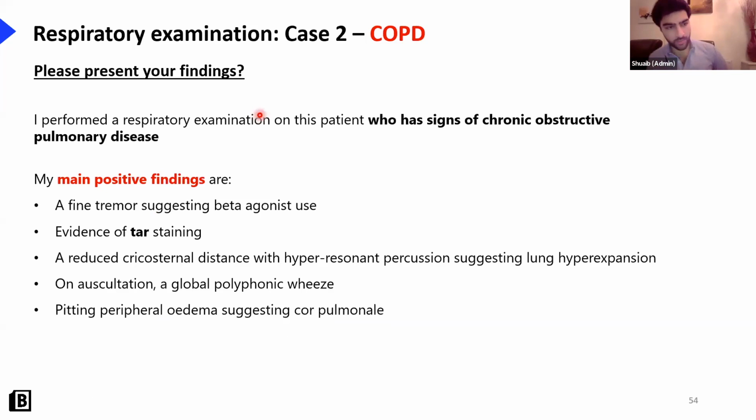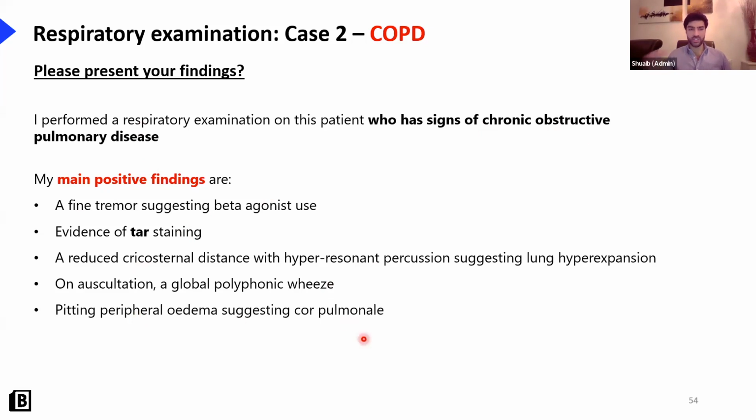And again, same process as before. So I've examined this patient who I believe has signs of chronic obstructive pulmonary disease. Don't use the shorthand version in your OSCEs. Use the proper full version, chronic obstructive pulmonary disease. My main positive findings were a fine tremor suggesting beta agonist use, evidence of tar staining, a reduced cricosternal distance with hyperresonance suggesting hyperexpansion, a global polyphonic wheeze, and pitting peripheral edema suggestive of cor pulmonale.